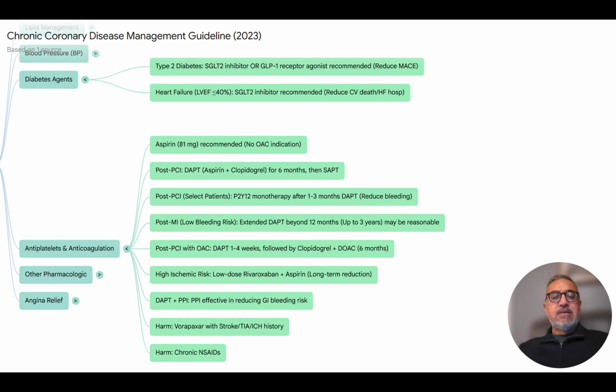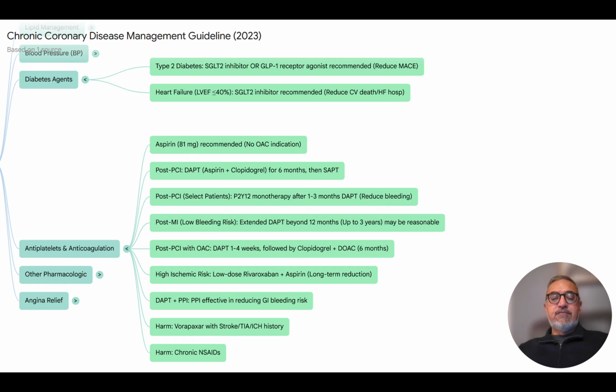Antiplatelets and anticoagulation include aspirin 81 milligrams daily, and post-PCI you do a dual antiplatelet agent, aspirin plus Plavix for 6 months, then a single antiplatelet agent. For post-PCI select patients, you can consider monotherapy with ticagrelor, for example, to reduce bleeding. In post-MI low bleeding risk patients, you could consider extending DAPT beyond 12 months.